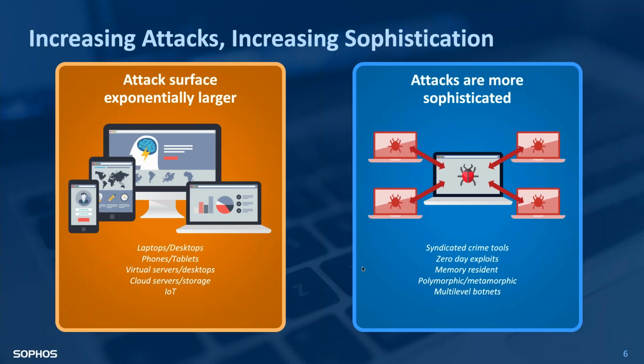The reason for these increasing attacks is the fact that we're getting increasingly mobile. Everyone on this call probably has a laptop, a desktop, smartphones that we do everything on. We're connected to virtual servers and some sort of cloud storage to get our work done, whether that's Amazon or Microsoft Office 365. So your attack surface has just gotten exponentially larger. And these bad guys are getting more and more sophisticated.